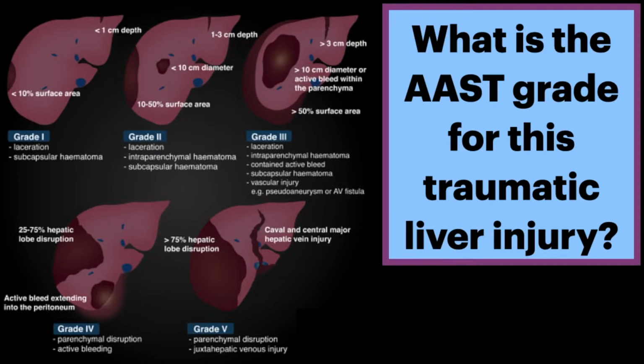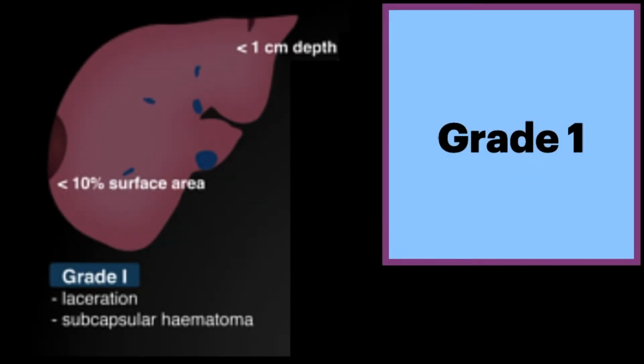Before we give the answer, we'll overview all the different grades for liver injury in the traumatic setting. A grade 1 liver injury occurs when there is a laceration less than 1 centimeter of parenchymal depth. There may also be a subcapsular hematoma with less than 10% surface area.